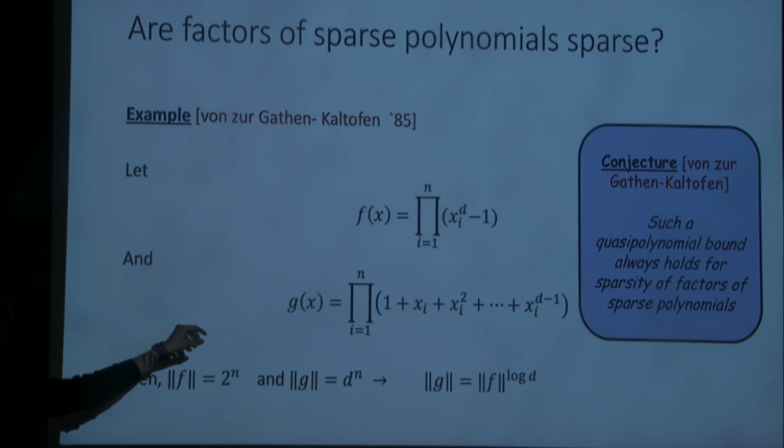It's written as a product. So it could be that the irreducible factors are much sparser. Maybe there's no blow up. I don't know any examples. But for just general factors, you can't hope for a polynomial bound.